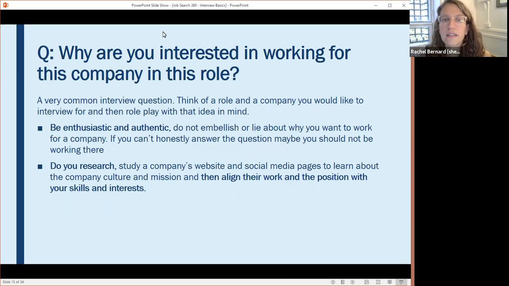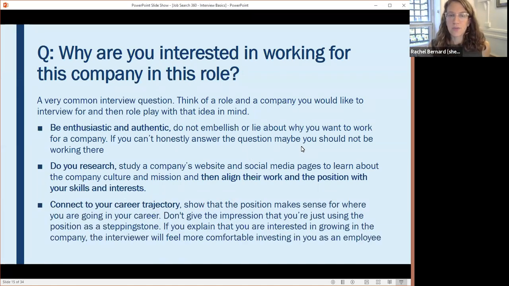So if you say, I really want to be making business decisions for this company, and it's a data analyst role, that's probably more of a junior role. You're going to be crunching data that will contribute to other people's decision making, but you're not going to be making the decisions yourself. So that's just one example of really understanding both the company and the role.